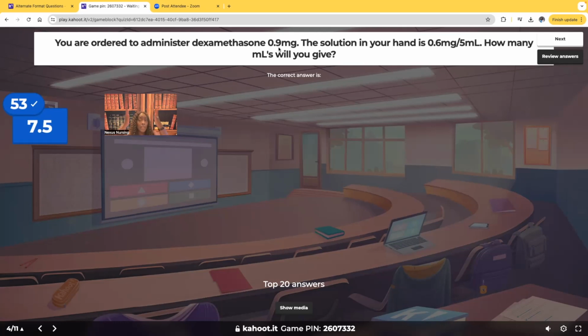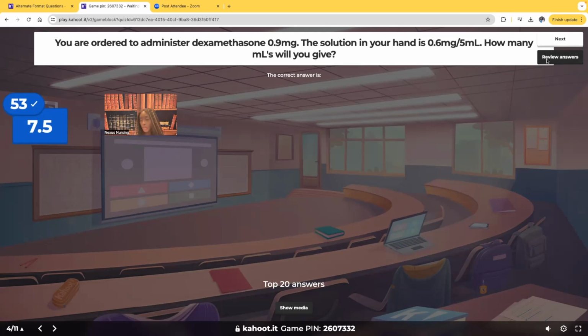Is my 0.9 milligrams going to go on the top or on the bottom? It's going to go on the top because everything has to match. 0.6 milligrams is on the top, 0.9 milligrams is on the top. So I'm going to have 0.6 over 5 milliliters equals 0.9 over X. Why X? X is what we're solving, X ml. You see how 5 ml is on the bottom? X ml is going to be on the bottom. So we're going to have 0.6 milligrams over 5 mLs equals 0.9 milligrams over X ml.